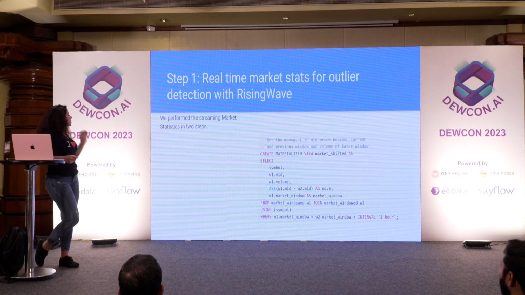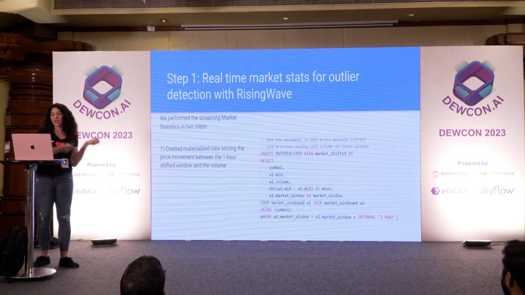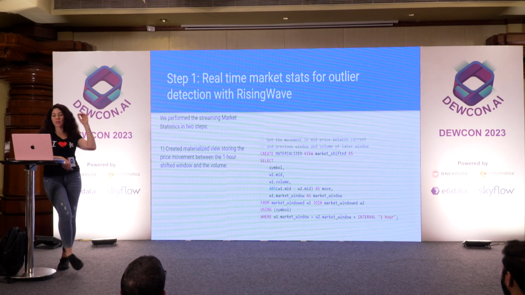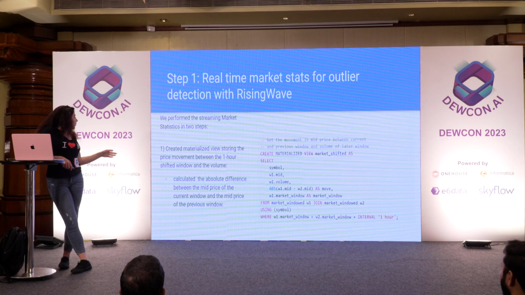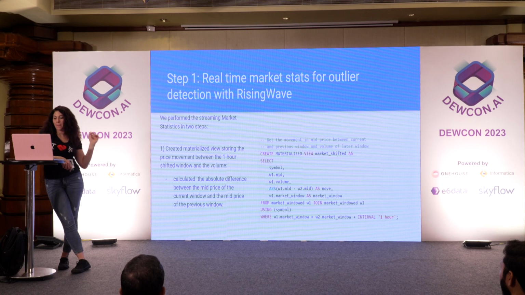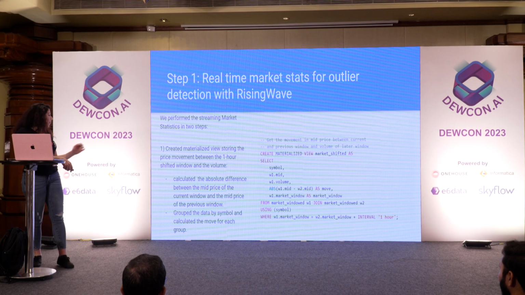Okay, and then we performed the streaming market statistics in 2 steps. First, we created a materialized view storing the price movement between the 1-hour shifted window and then the volume. And then we calculated the absolute difference between the mid-price of the current window and the mid-price of the previous window. And then we grouped the data by symbol and calculated the move for each group.